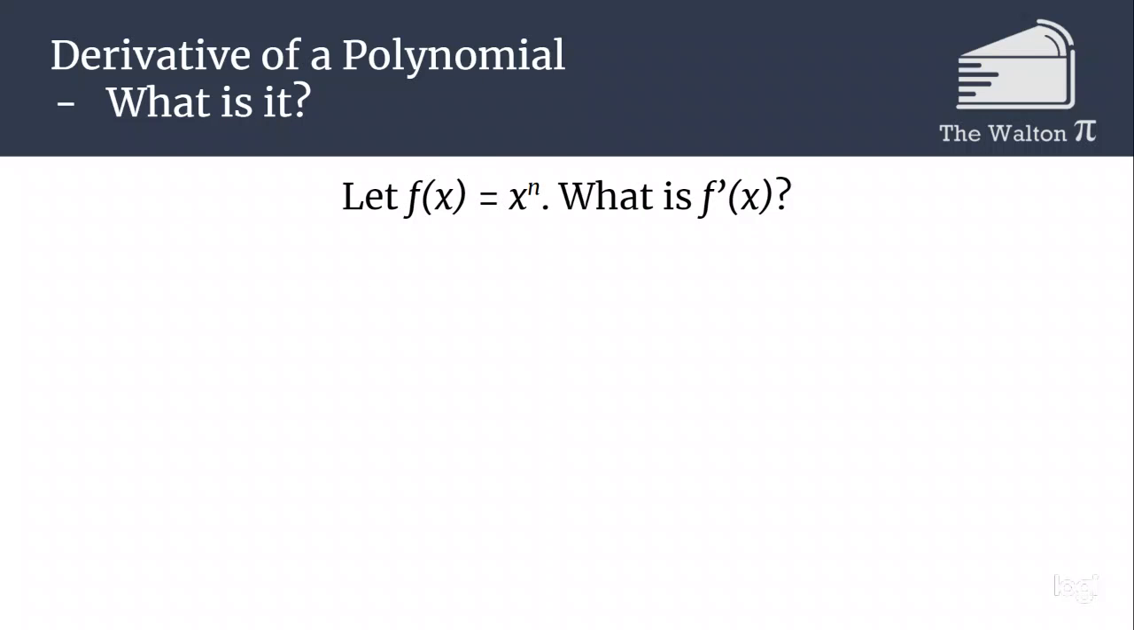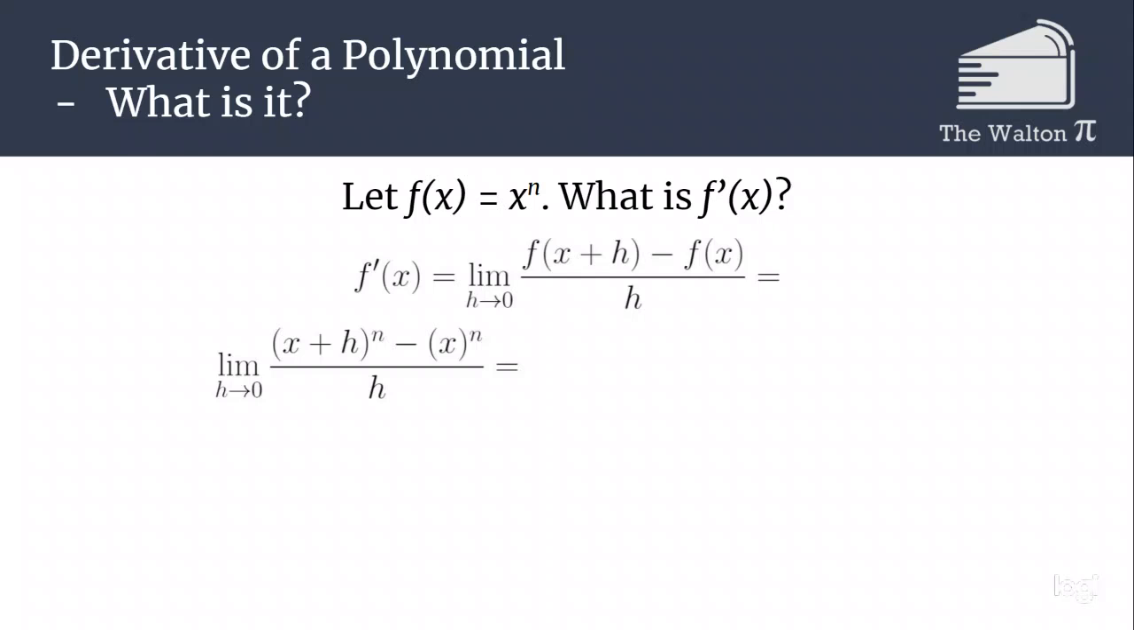If we let f of x be equal to x to the n, and then go through the limit definition of the derivative, we can figure out what f prime of x is. So we start off with the definition. F prime of x is the limit as h goes to 0 of f of x plus h minus f of x all over h, which is just going to be the limit of (x plus h) to the n minus x to the n over h.